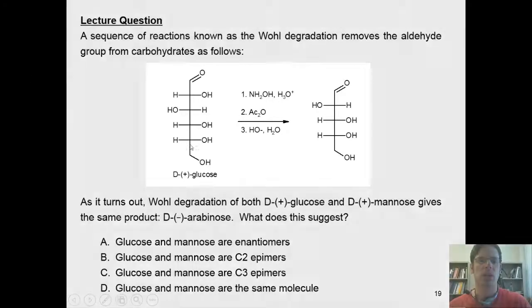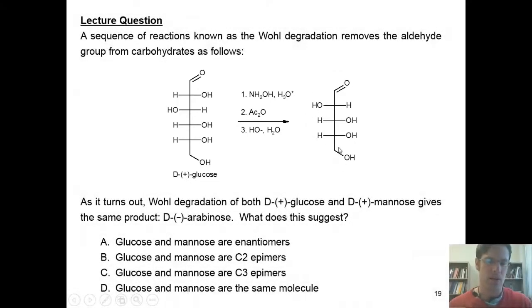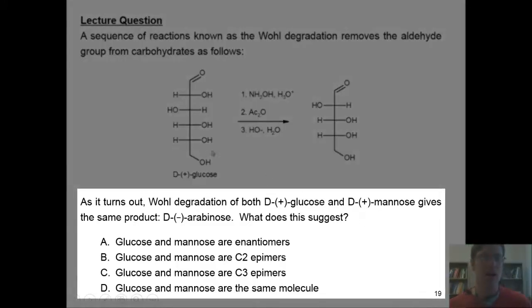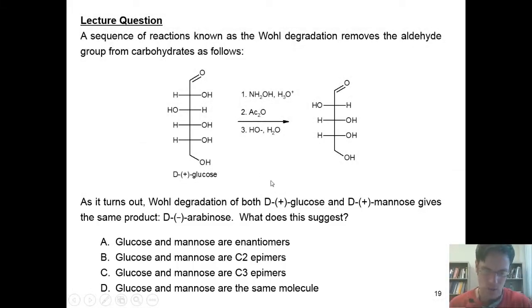In this question, we're shown this molecule D-glucose, and we're told that when subjected to these reaction conditions, which are known as the Wohl degradation, it converts D-glucose into this molecule over here called D-arabinose. It also tells us that if you take D-mannose, which is a stereoisomer of D-glucose, and subject it to the exact same reaction conditions, it gives you the exact same product. So what does that suggest? The correct answer to that question is B, that glucose and mannose are C2 epimers.